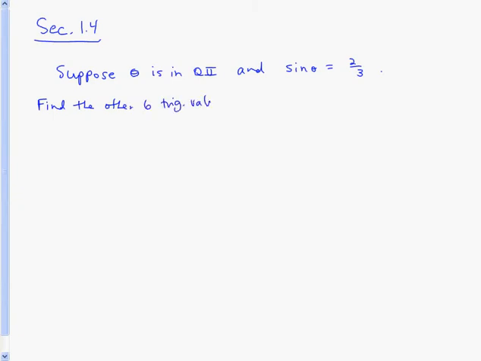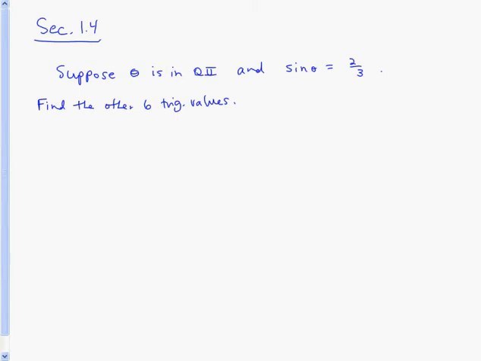So I'm going to pull these out of your textbook, but they're going to give you a very basic one that I've sort of done before, but we're going to go back and look at it. Suppose that angle theta is in quadrant 2 and sine of theta is equal to 2/3. What they want you to do is find the other 6 trig values.